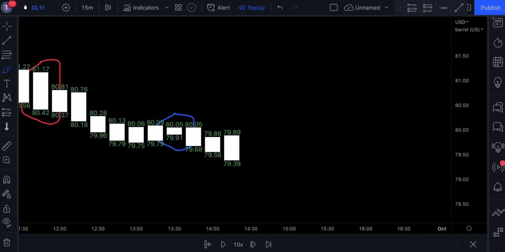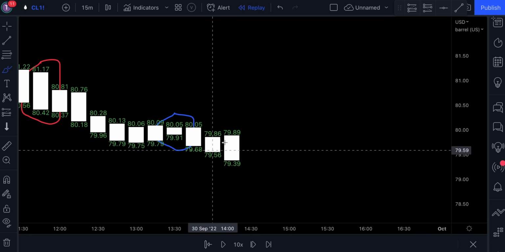And the last formation is the engulfing candlestick. This type of candlestick has a higher high and a lower low compared to the previous bar.